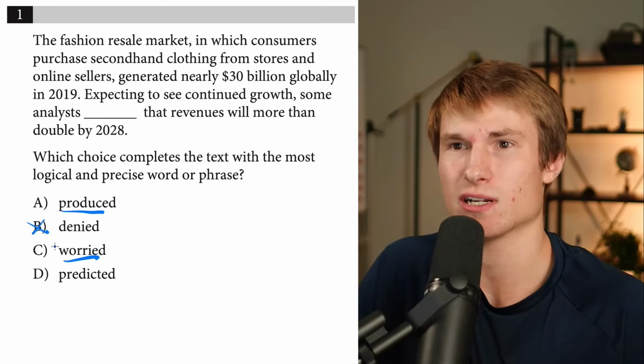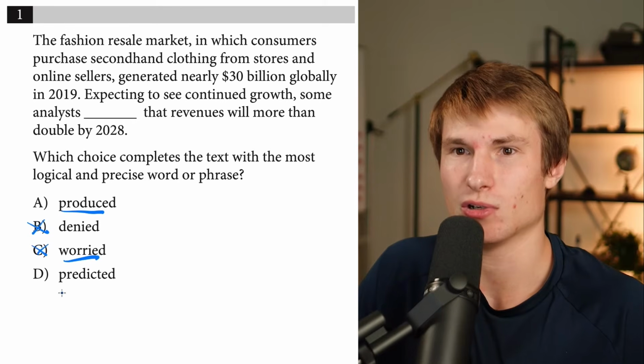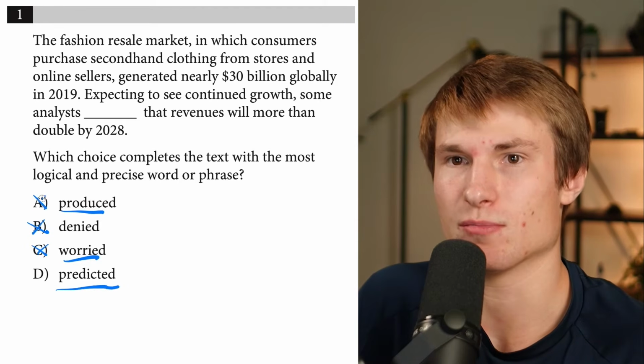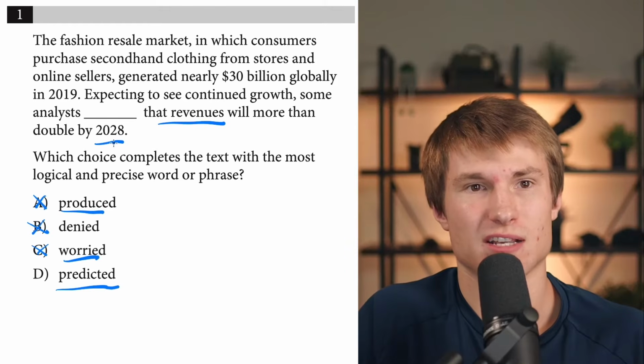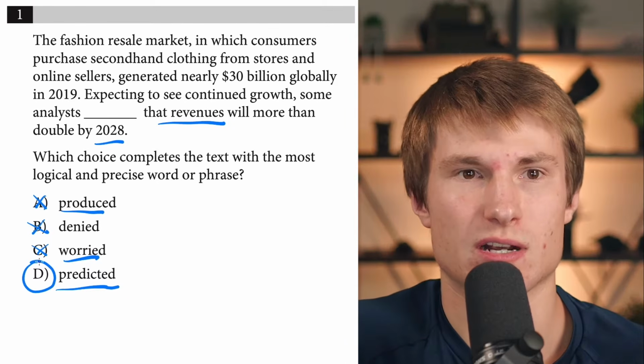If we take a look at C, worried, they're not worried that revenues will more than double. Predicted would make the most sense here rather than produced. Okay, they are predicting that revenues will more than double by 2028. This is a number that they are estimating for the future, so predicted would be the best answer choice there, so our answer has to be D.